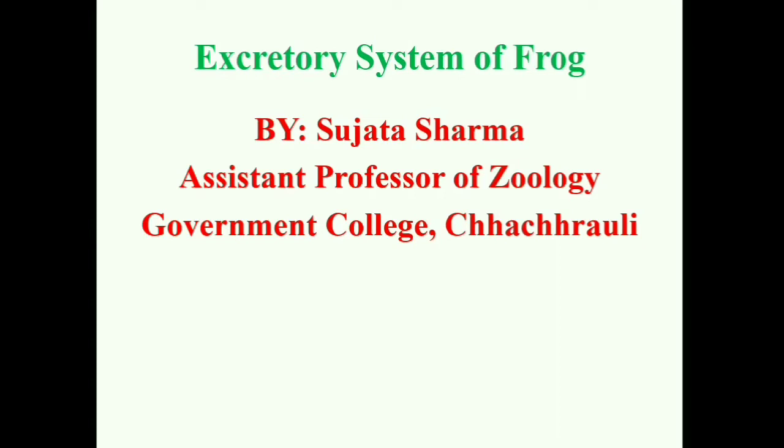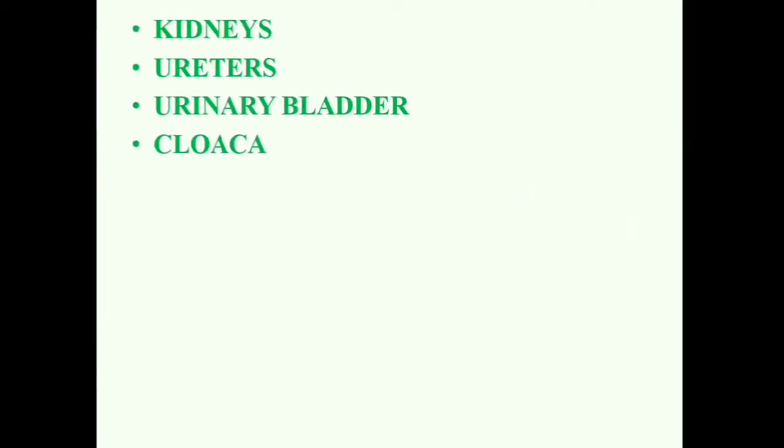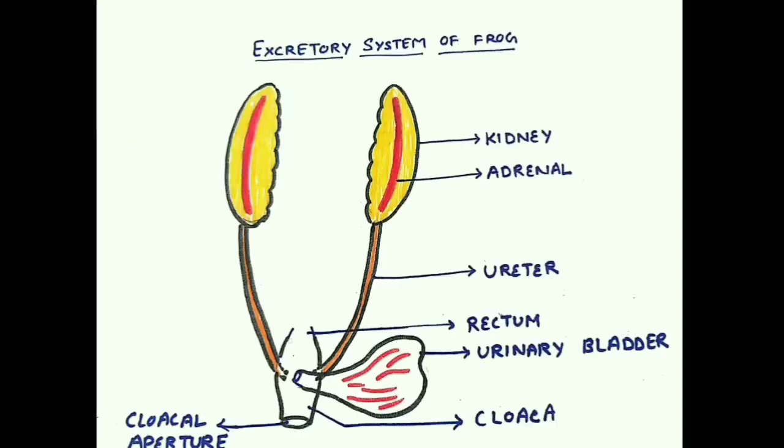Very simple system. In frog body, this system is made up of just 4 parts. It contains a pair of kidneys, a pair of ureters, a urinary bladder, and lastly a cloaca. Now see in the diagram. In the diagram you can find these are kidneys, that flattened organ, one pair of kidneys.